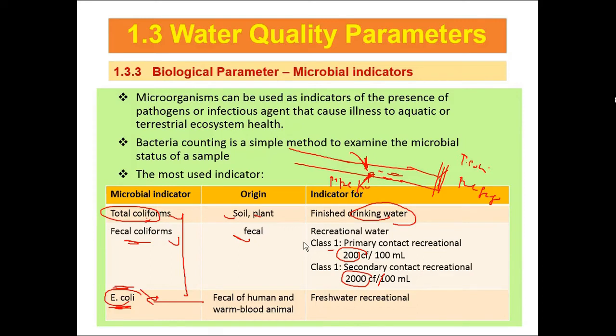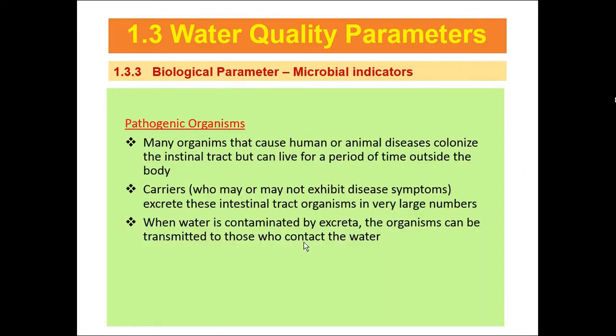Pathogenic organisms that cause human or animal disease colonize the external tract but can live for a period of time outside the body. So pathogens from humans or animals, carriers, may or may not exhibit disease symptoms, as this external tract organism is in very large numbers. When the water is contaminated by excreta, the organism can be transmitted to whoever contacts the water.